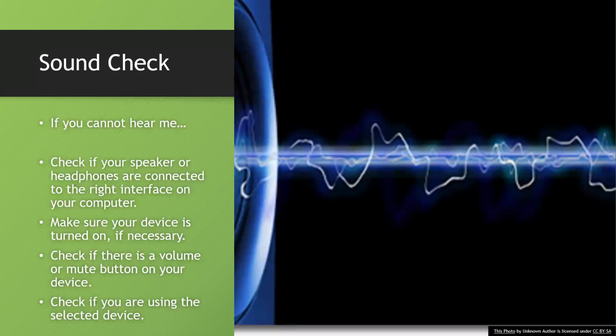I'm just going to put this up for a moment for those who may not be able to hear us, so that they can know what to do in case that has occurred. For your own reference, if you're ever in a webinar and you can't hear, you want to check to see if your speakers or headphones are connected to the right interface on the computer. You want to make sure that your device is turned on if necessary. You want to check to see if the volume or mute button is on your device. We've all done that at some point or another. And you want to check if you are using the selected device.